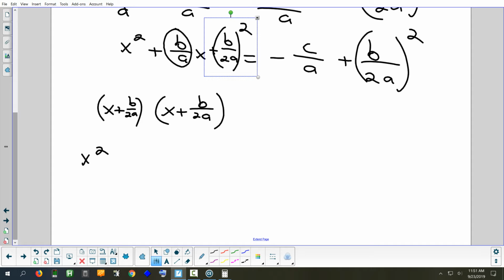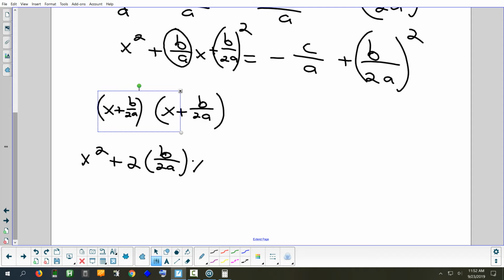X squared. Now the middle, that's x times b over 2a, x times b over 2a. You have two of those, right? So I'm just checking it. It would be plus 2 of the, how can I write this nicely? b over 2a x. Well, if you multiply by 2, that's a times 2, that's a divided by 2. b over a x. That's exactly what I had right there. And then b over 2a times b over 2a is b over 2a to the second power. We haven't even done that out yet. All right, so yes, we factored it correctly.